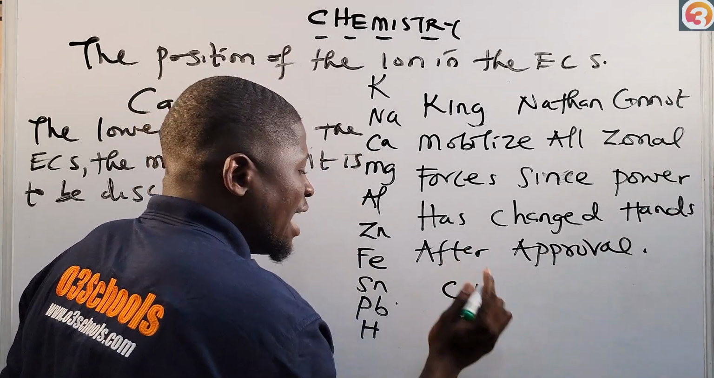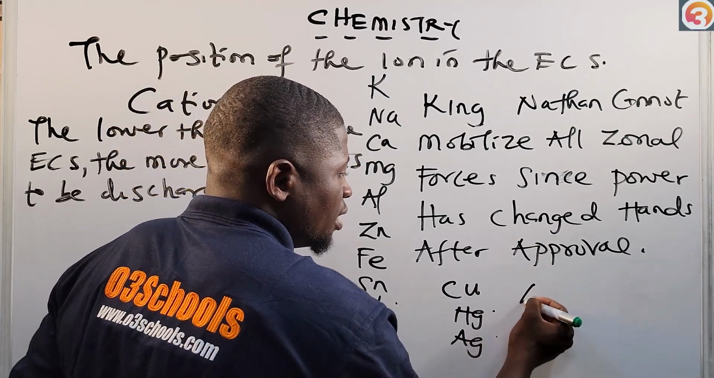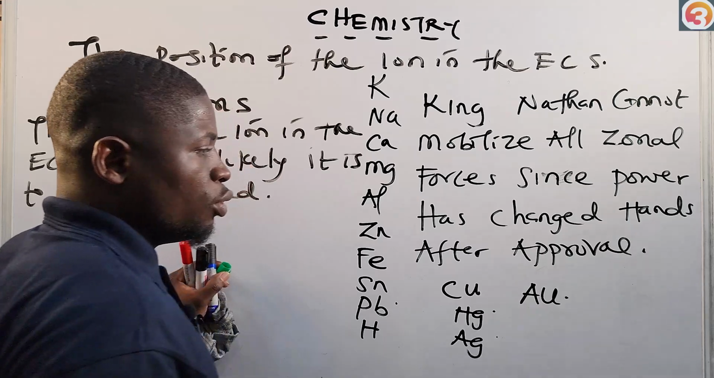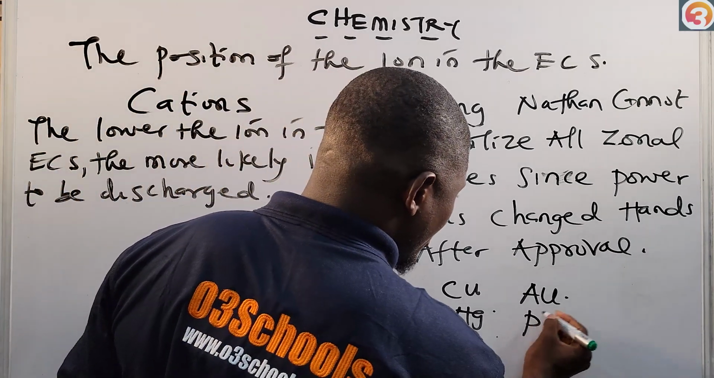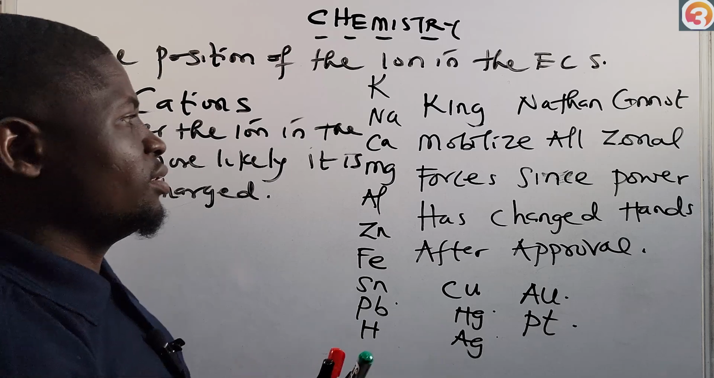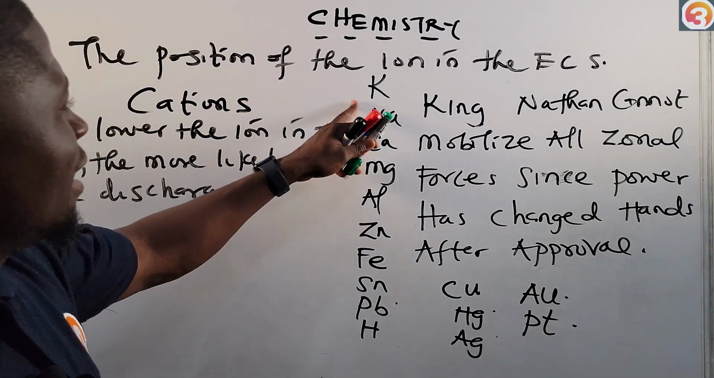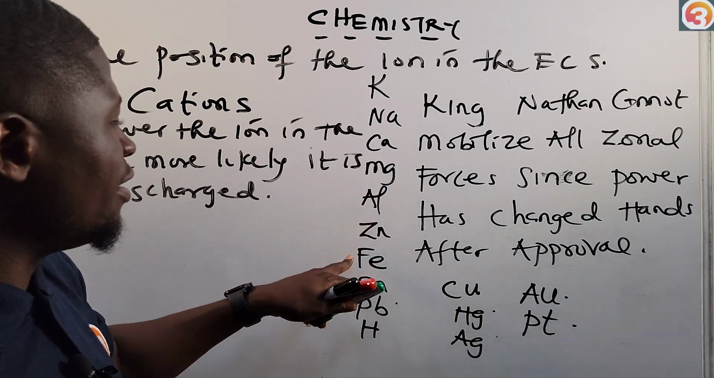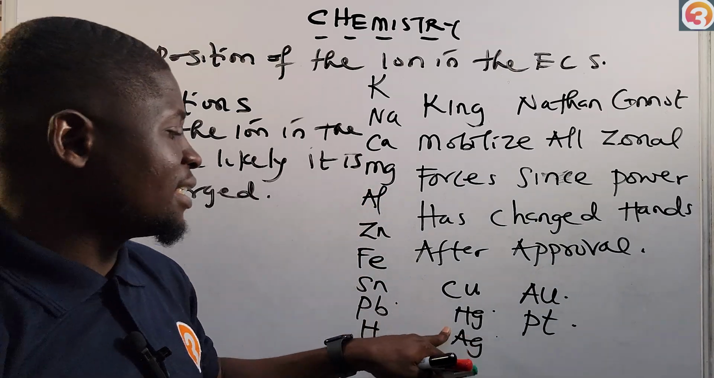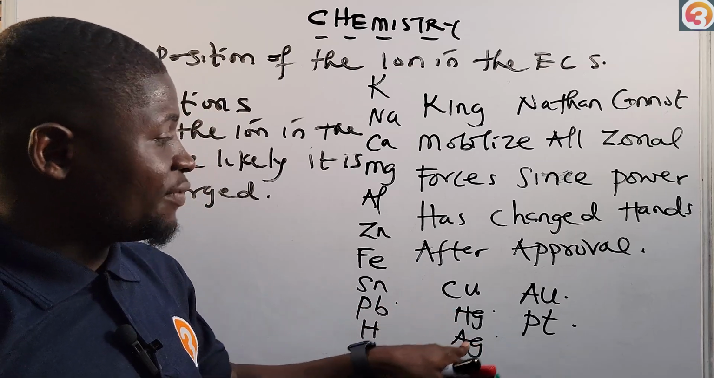Then after that is Ag, that is silver. Then we now have AU, that is for gold. Then the one now of platinum. Platinum is the last among those series. So this is the electropositivity series. King Nathan cannot mobilize all zonal forces since power has changed hands after approval.